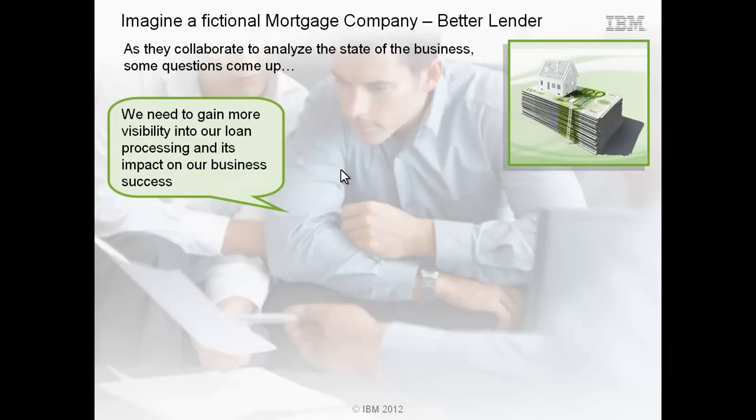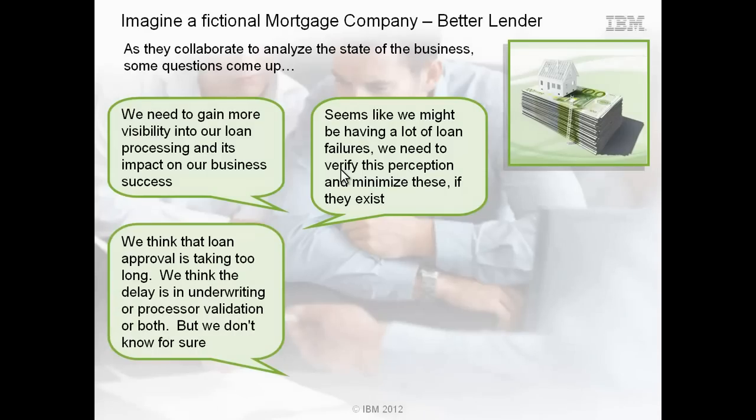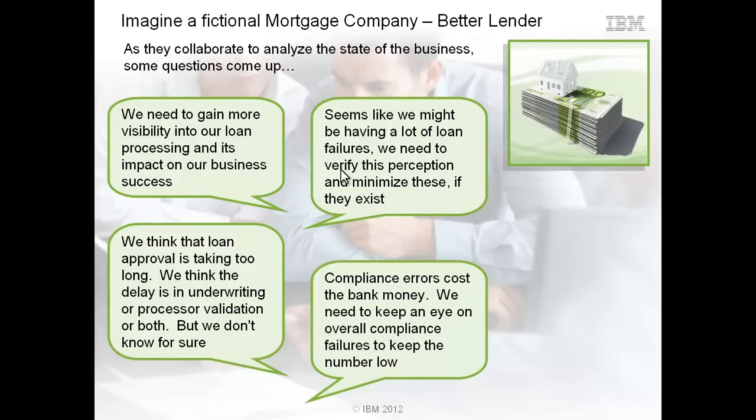Based on their analysis, firstly, Better Lender needs to gain more visibility into their loan processing and its impact on their business success. Next, they're hearing a lot of complaints from managers regarding a large number of loan failures. They need to verify this perception and minimize the loan failures if they exist. Also, they think that loan approvals may be taking too long. They want to know where the delay is in their overall process. Lastly, the manual reports they are pulling show a large number of compliance errors, but they aren't able to correlate what might be causing them.